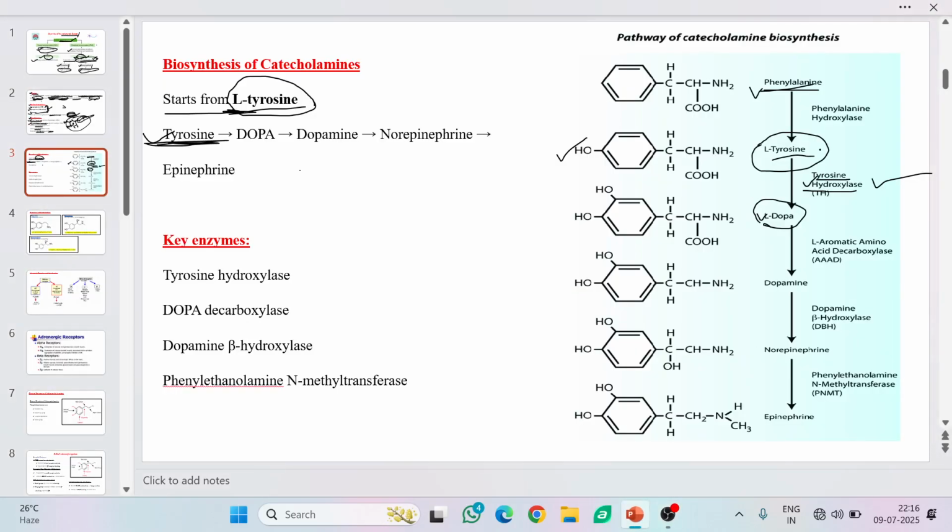So the main precursor is L-tyrosine, because during the conversion of L-tyrosine into levodopa, tyrosine hydroxylase is present, and that determines the level of all the catecholamine that is going to be synthesized.